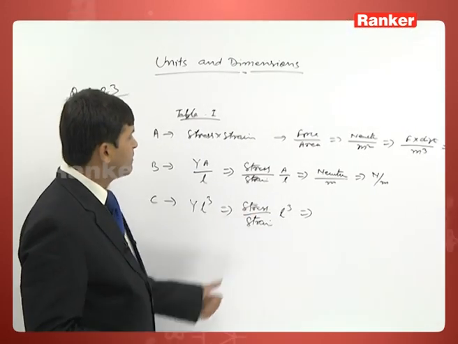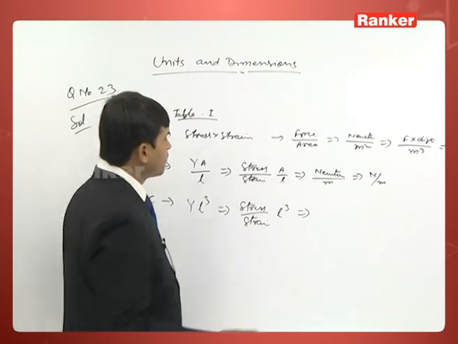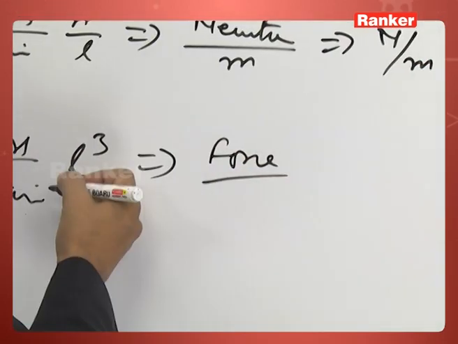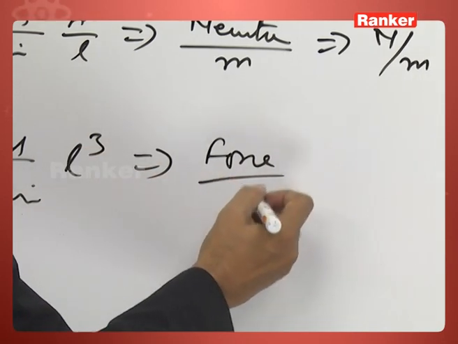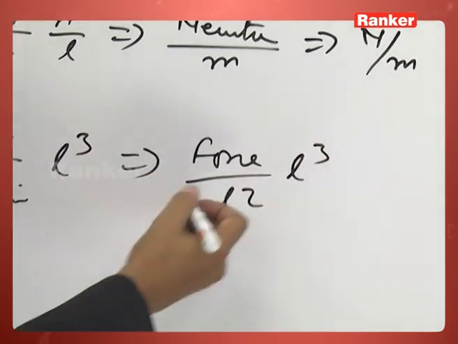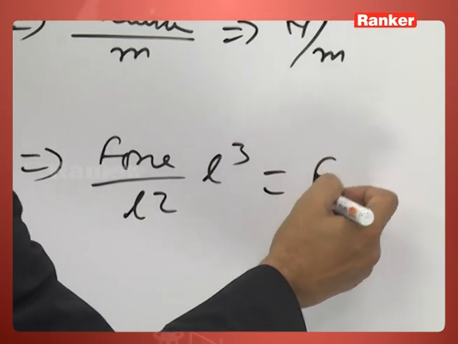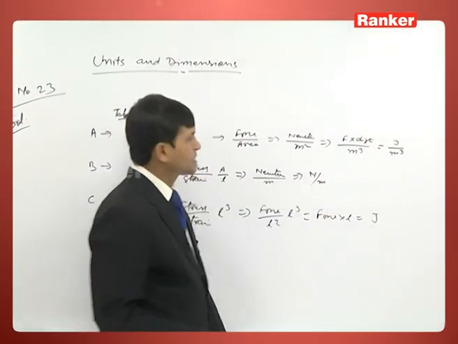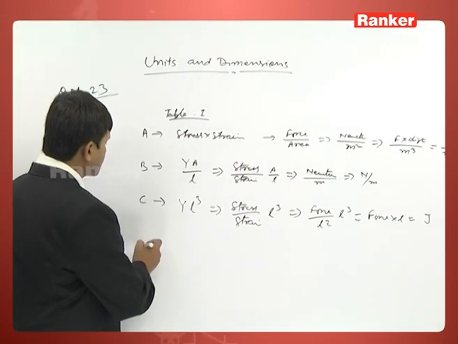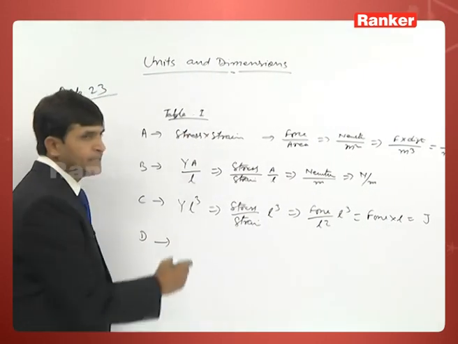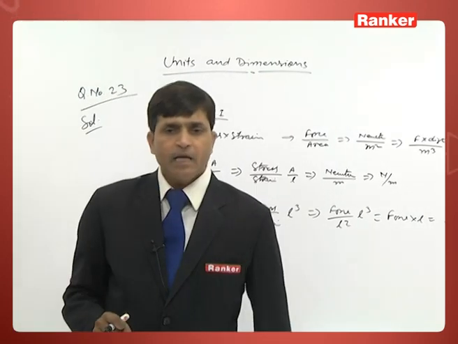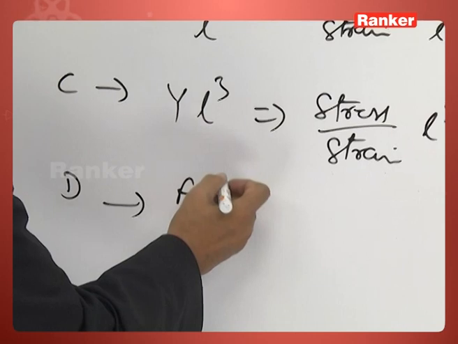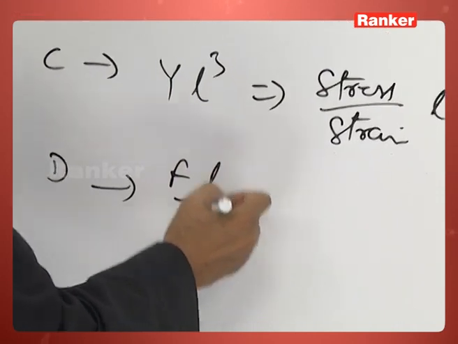Strain does not have any dimension. Stress, again, is force per unit area, L square into L cube. Force into L, that becomes a joule, J. This is your option for third. And D: FL by A into Y.